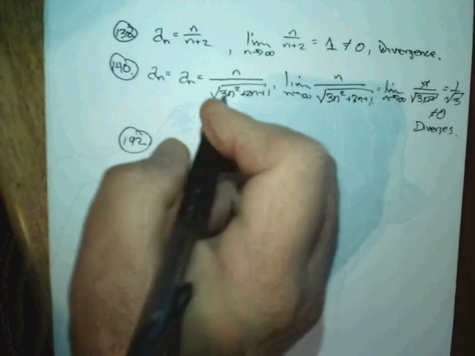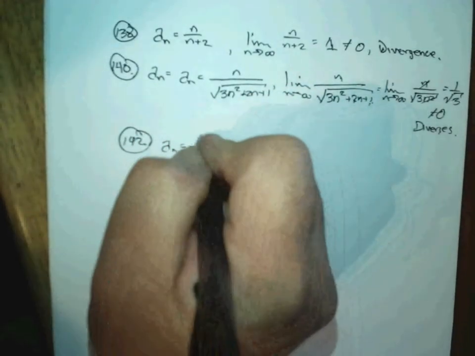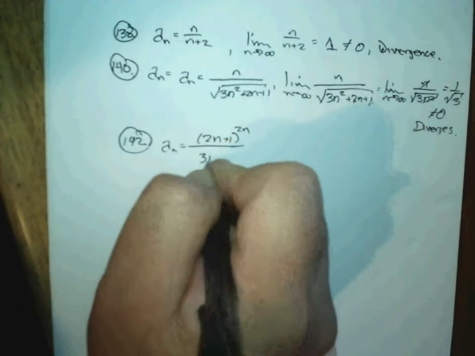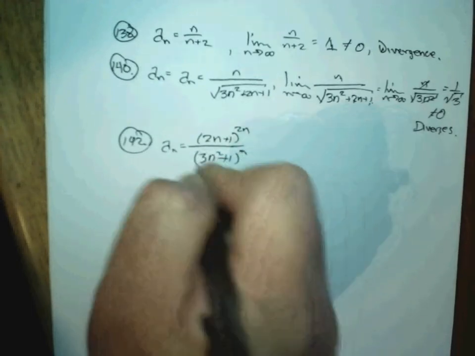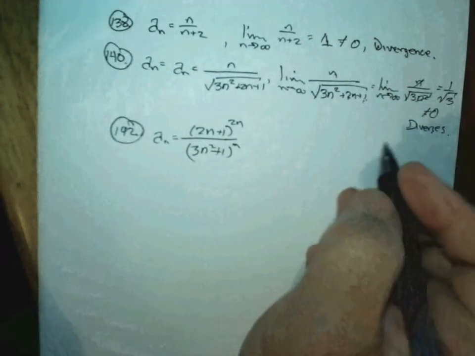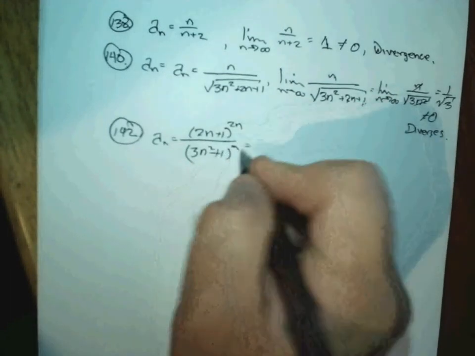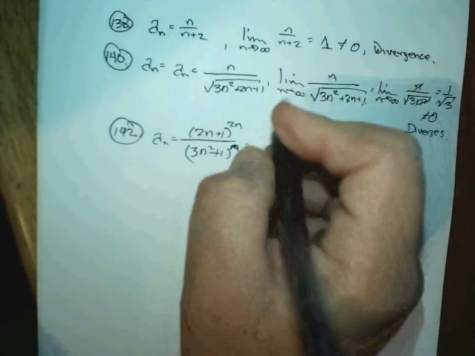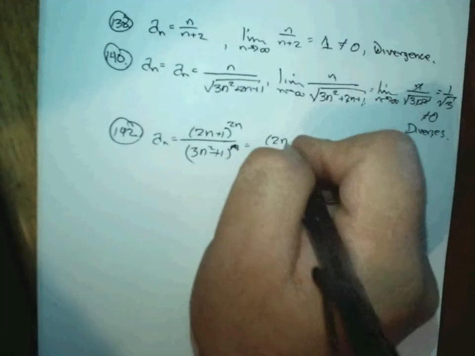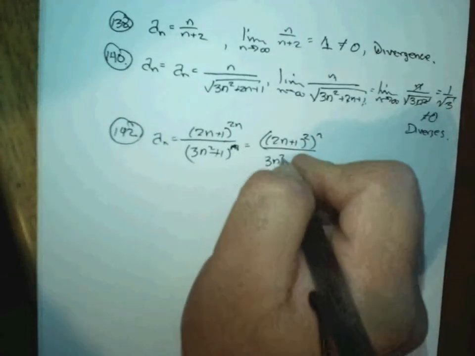All right, let's take a look at number 142. In 142, a sub n is in the top (2n plus 1) to the 2n power, and in the bottom (3n squared plus 1) to the n. And of course you need to take the limit of this. Now, before I go ahead and take the limit of this, let me suggest you can rewrite this to make it easier to understand. Okay? (2n plus 1) to the 2n power can be thought of as (2n plus 1) squared, all raised to the nth power.